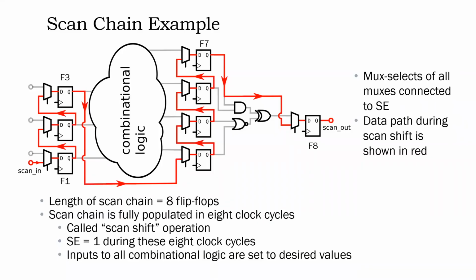So let's assume that the instance names of the flip-flops here are F1, then there's F2, and the flip-flop there is F3. Let's just imagine these are the instance names of the flip-flops. And then we have F4 here, F5, F6, and then there's flip-flop F7.